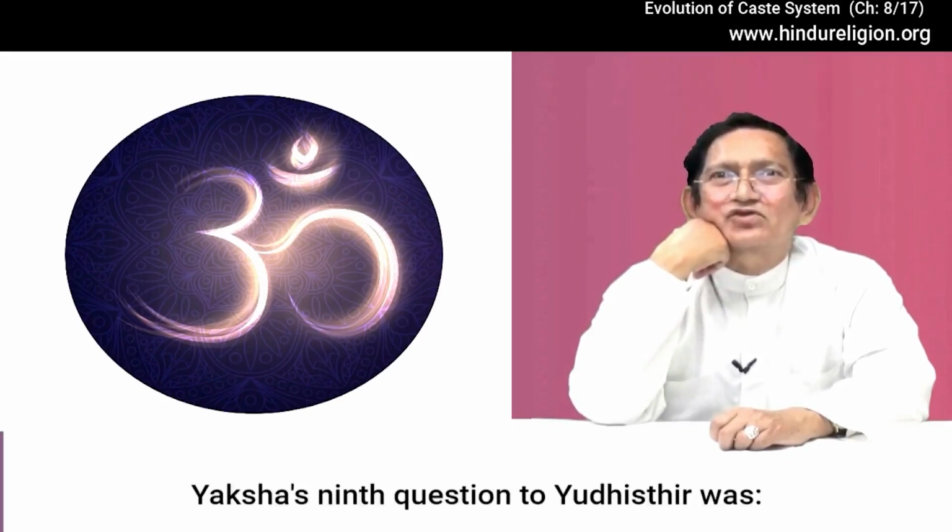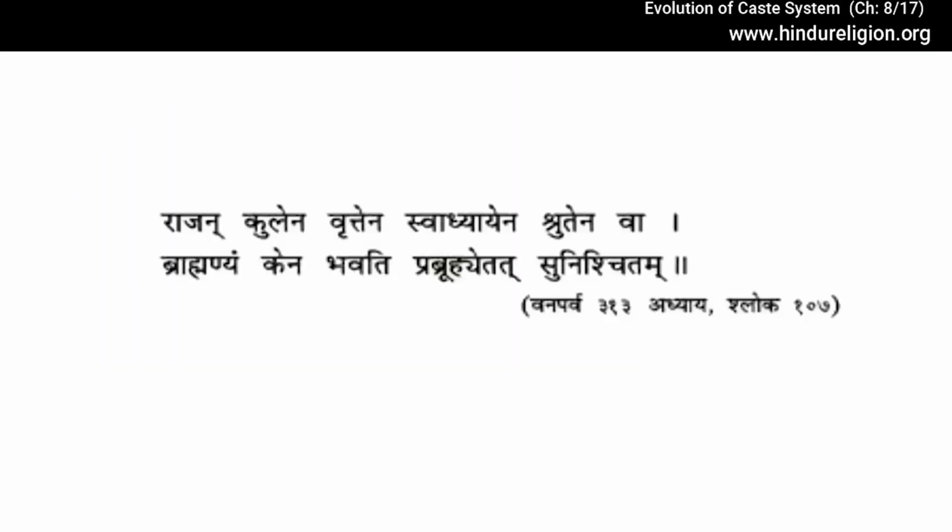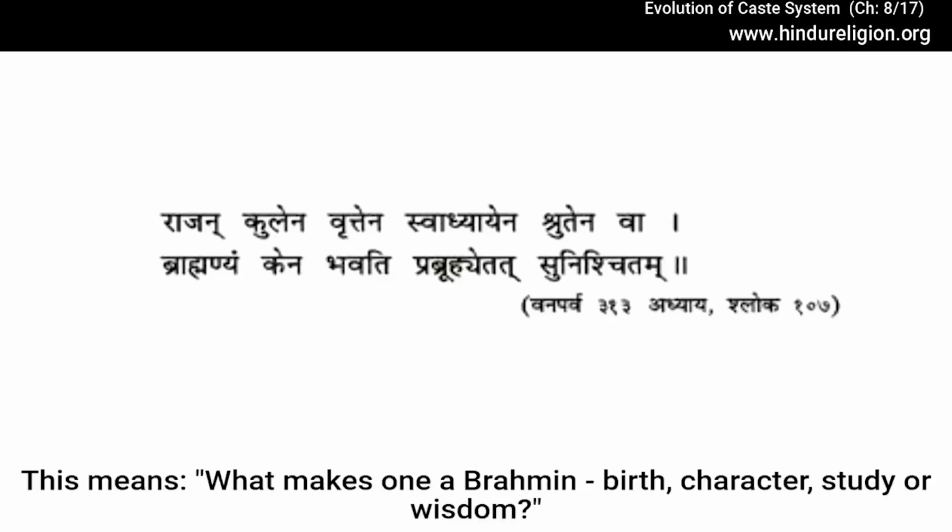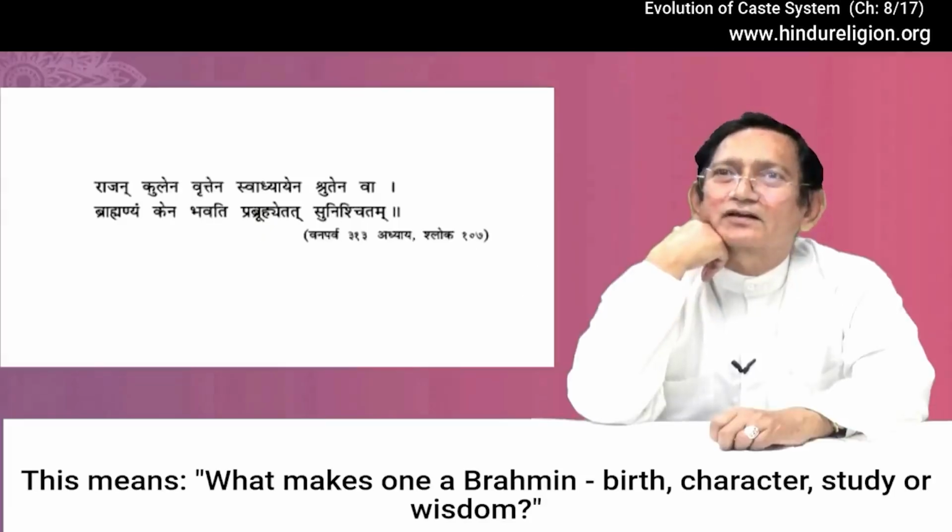Yaksha's ninth question to Yudhishthira was: Rajan kulena vrittena shraddhayana sutena va brahmanam kena bhavati prabhujye tat sunishchitam. This means, what makes one a Brahmin? Birth, character, study or wisdom?